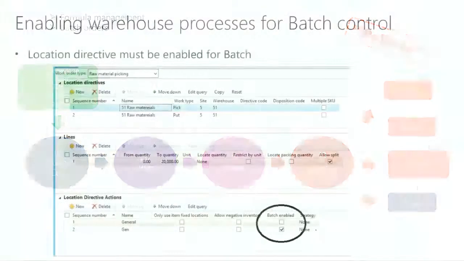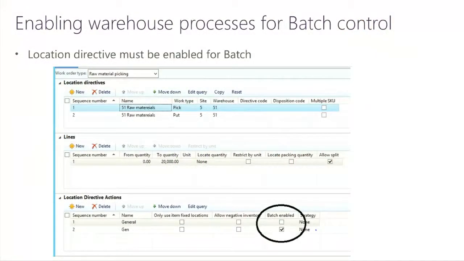So just to give you some information how we enable these processes, what we are looking at here is the location directive. As Mirza also told you a little bit about, the location directive is actually the backbone of the warehouse solution. It is the place where you set up the rules that you want to apply. Where should I pick my items for a certain process, and where should I put the items? So you can see in this location directive, it has a work order type, raw material picking. So it's the location directive for my raw material picking.